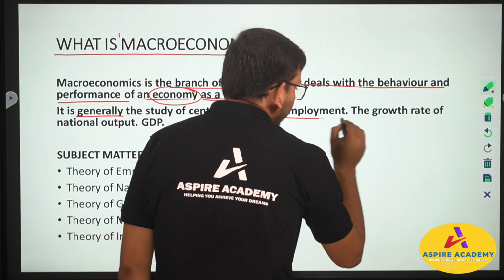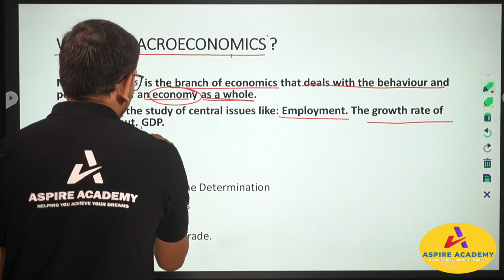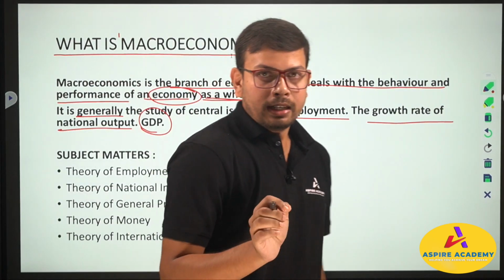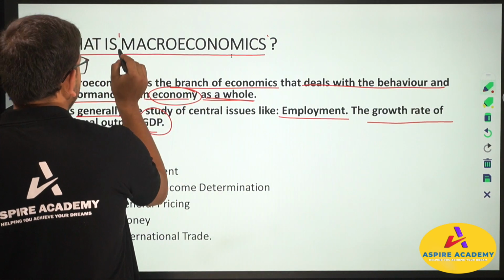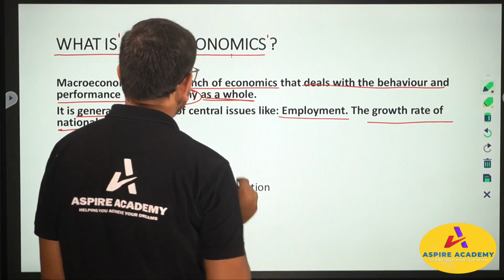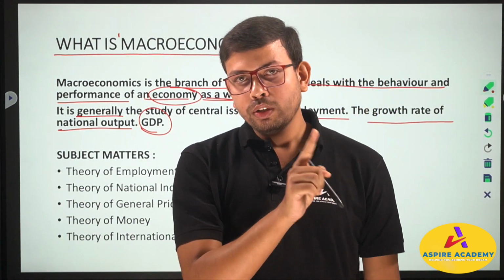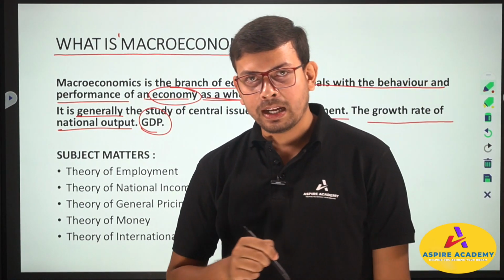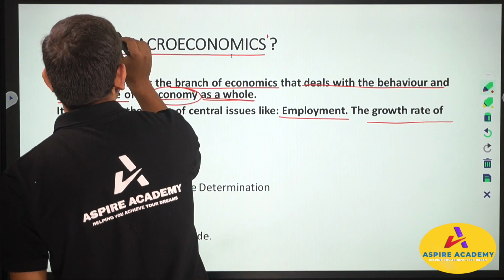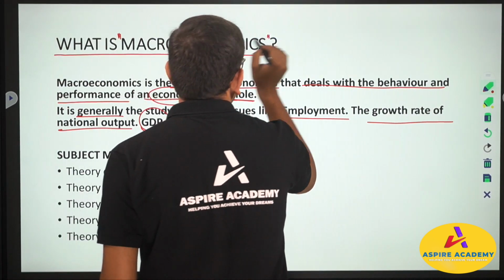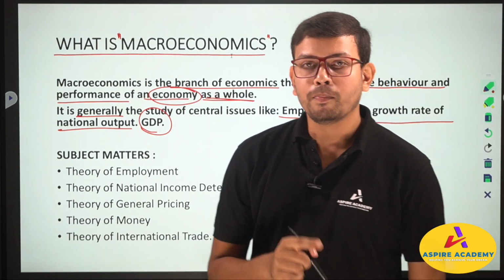The issues are employment of an economy and the growth rate of the national output or the GDP. Are you getting my point? You shouldn't have any doubt about what macroeconomics is as a totally different subject. Now let us focus on this. We know what macroeconomics is as a different branch of economics, but the most important thing is what we are going to study under this book, that means the subject matter of macroeconomics.